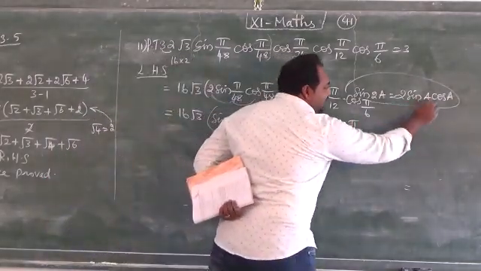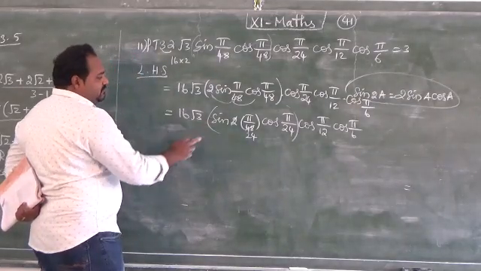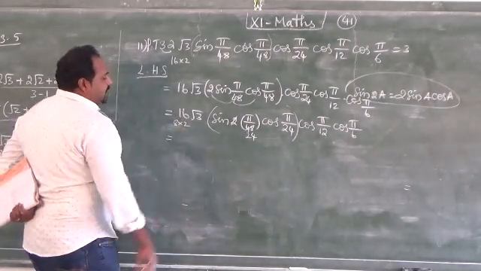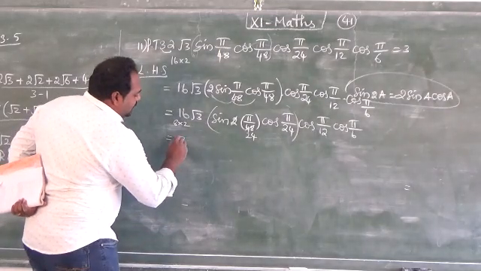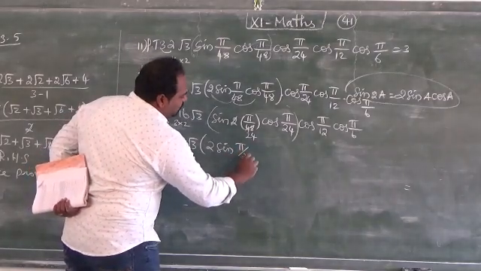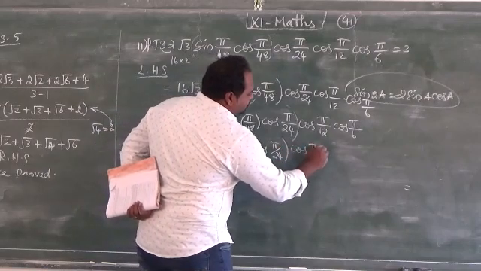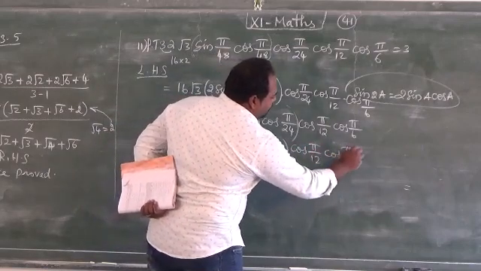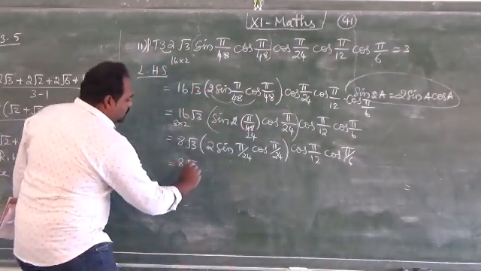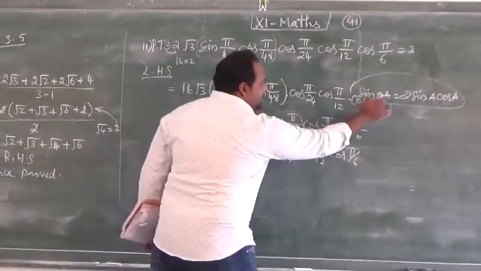We have the form of sin a and cos a, but here also we don't have a 2. So we have to bring a 2 here from splitting 16. 16 can be split into 8 into 2. So 8 root 3, 2 sin pi by 24 cos pi by 24 cos pi by 12 cos pi by 6. Now 2 sin pi by 24 cos pi by 24 can be written as sin 2a. Again we got this format.